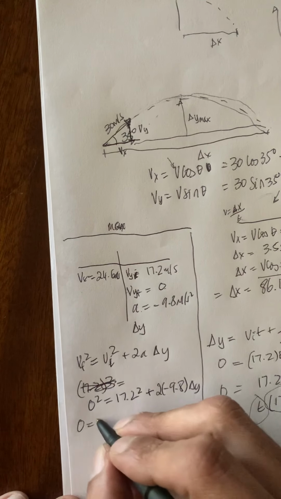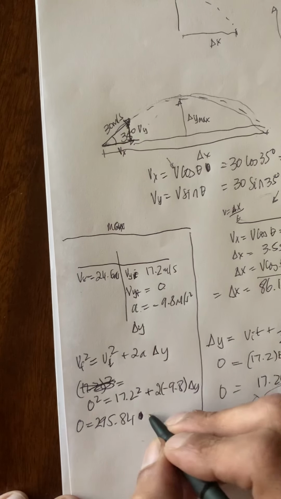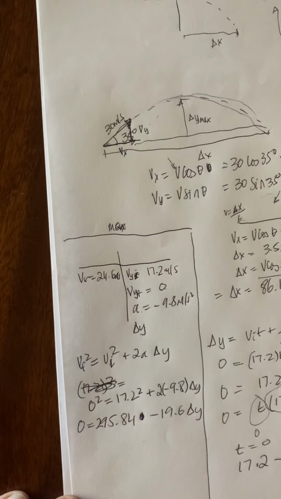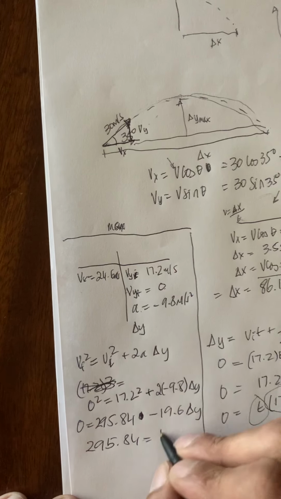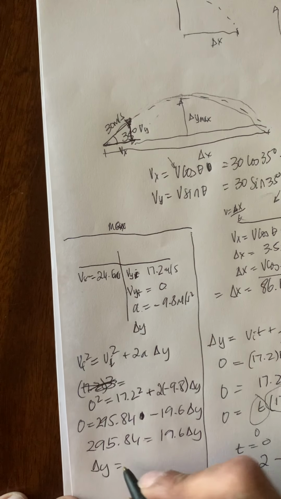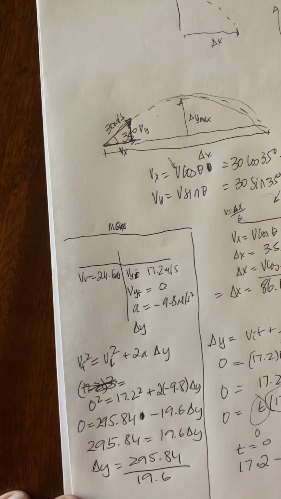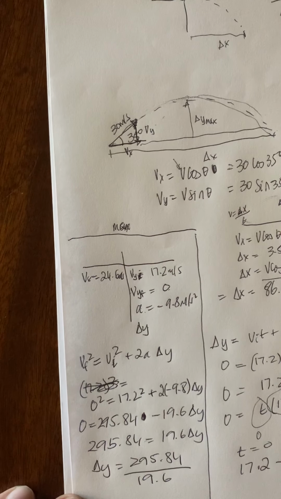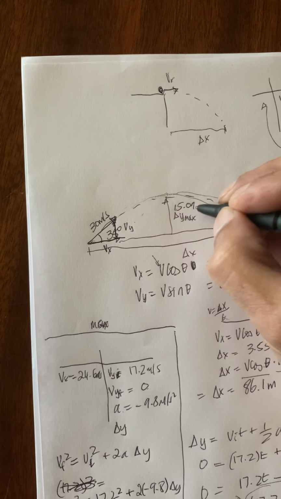So 0 is equal to 295.84. I'm going to multiply these out. That gives me a negative 19.6 delta Y. And so I know that 295.84 is going to equal 19.6 delta Y because I just add it to both sides. And then delta Y would simply be 295.84 divided by 19.6. And that gives me 15.09 meters. So that's how high up it's going to go at its maximum height. So that would be 15.09 meters.